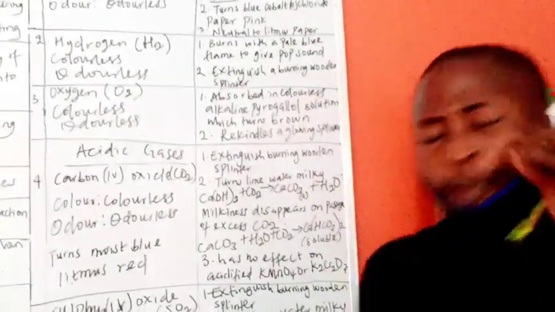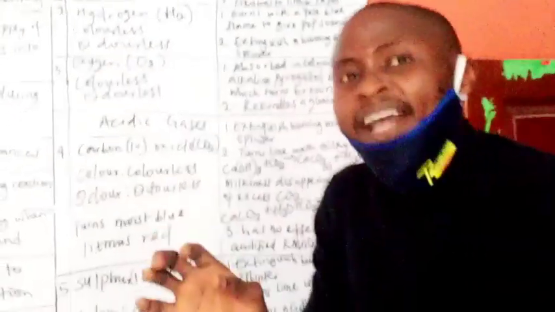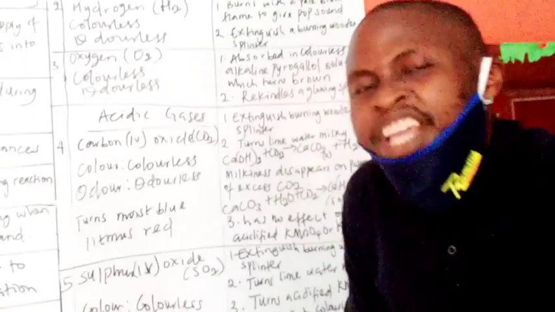Then secondly, we have hydrogen gas, which, like I said earlier, is colorless and odorless. Hydrogen gas burns with a pale blue flame to give a pop sound. A pop is like the way they pop champagne. So when hydrogen gas is burning in the presence of flame, it burns with a blue flame. And that is why sometimes when you see blue in any fire, assume that what you are seeing is hydrogen gas. However, when it is burning, it burns with a pop, pop, pop sound.